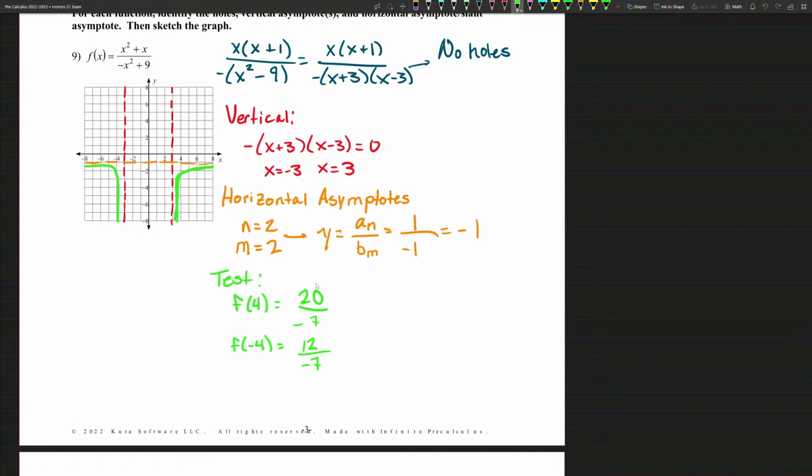And then we test in between, so we can test 0. So we get 0 over 9. That's above negative 1. So our graph is going to follow these asymptotes down, up above. And then that's our graph.